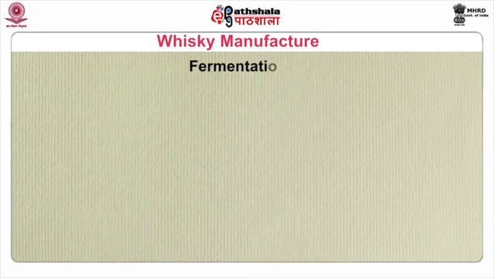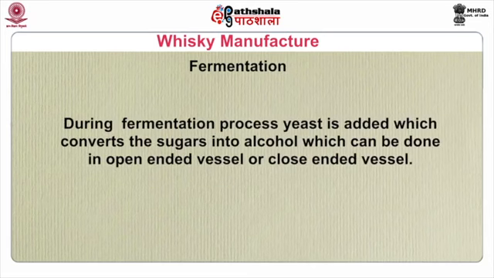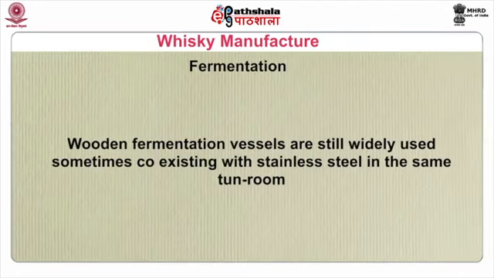After this, we go for fermentation. During the fermentation process, yeast is added, which converts the sugar into alcohol. This can be done in open-ended or close-ended vessels. In Scotland, malt distillers prefer close-ended vessels, whereas grain distillers use both open-ended and closed vessels, though the latter are widely favored in the United States. The speed and vigor of fermentation can be controlled by having a cooling system. This may be in the vessel itself or in the hall where the fermentation vessels stand, known as turn rooms. Wooden fermentation vessels are still widely used, sometimes coexisting with stainless steel in the same turn room.